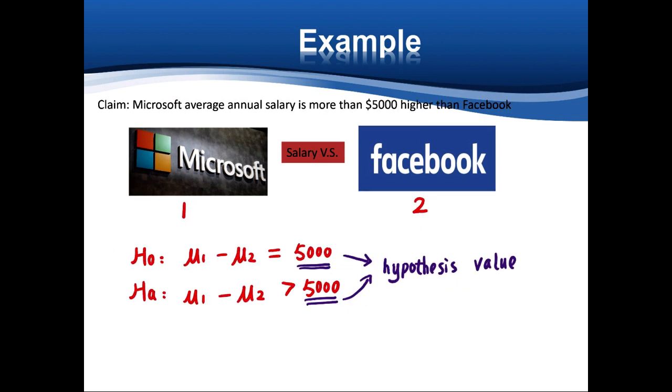Another claim is that Microsoft's annual salary is more than 5,000 higher than Facebook. We write as mu1 minus mu2. We put the claim in HA, that is mu1 minus mu2 bigger than 5,000, where 5,000 is the hypothesis value.